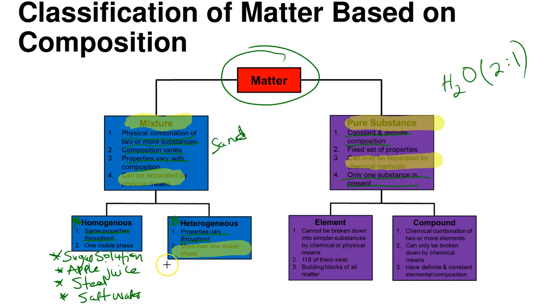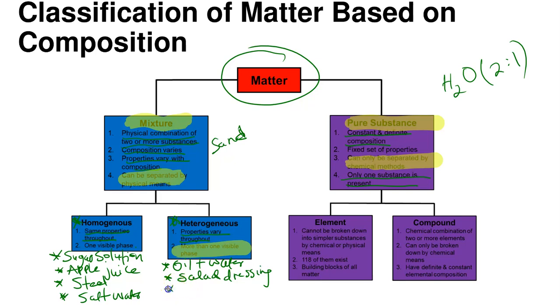Common examples of a heterogeneous mixture are oil plus water. If you mix oil and water together, you're going to see a layer of separation, because water is polar and oil is non-polar. They're going to try to separate. Another example is your salad dressing. If you look at your salad dressing, it is always trying to separate if you keep it standing.